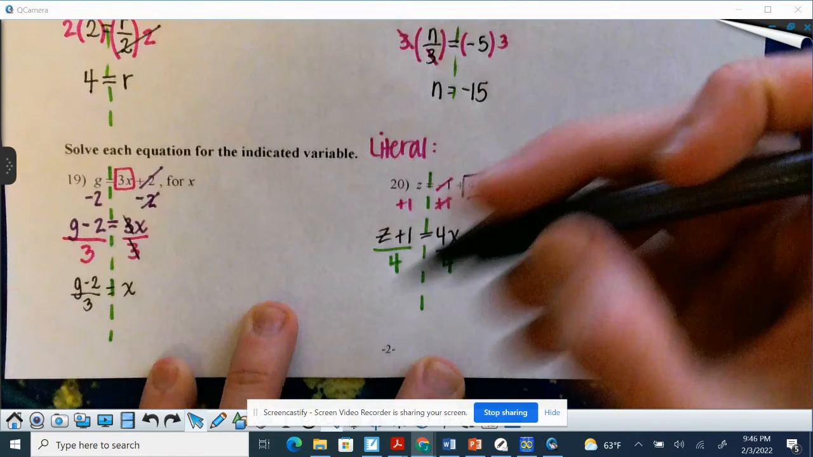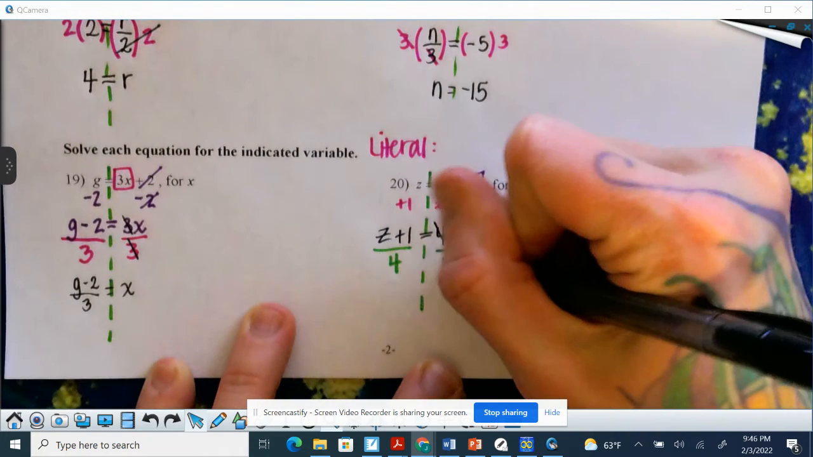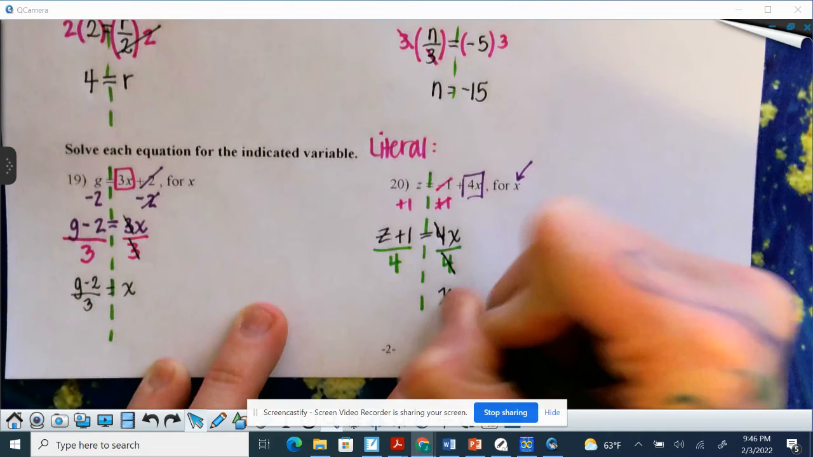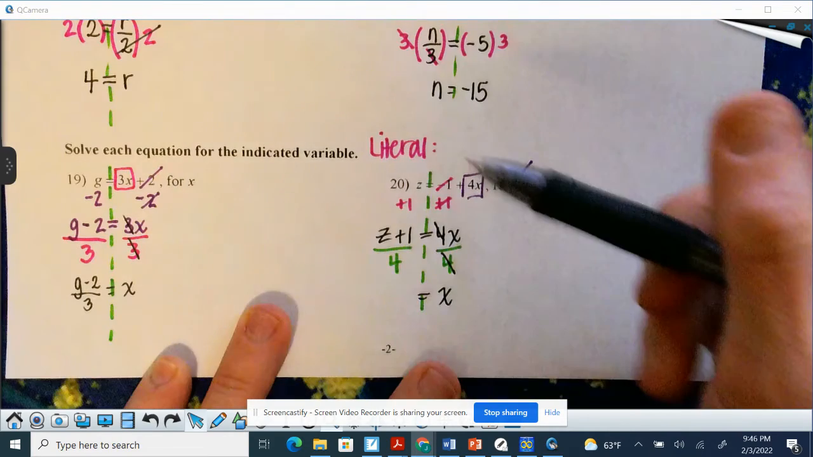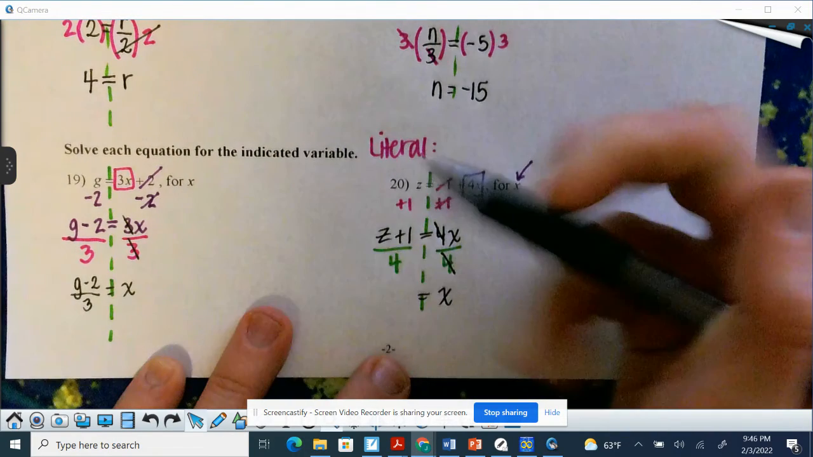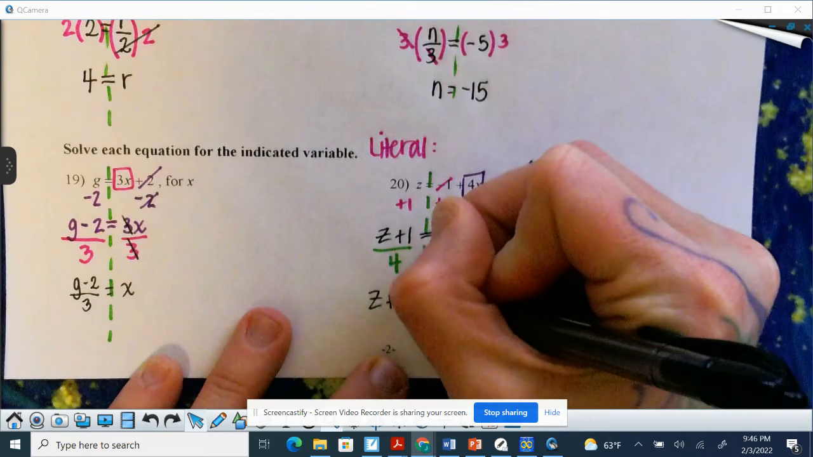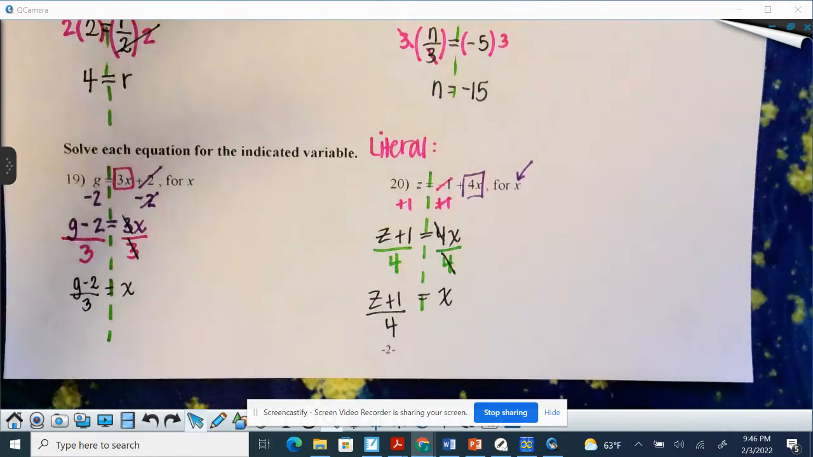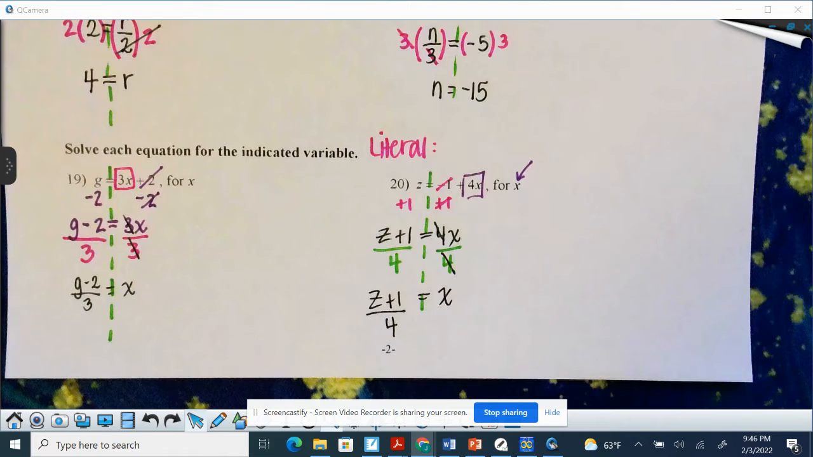Because that's going to make this 4 go away. And x is now by itself. Woohoo! And now, don't reorder this. It's exactly ugly just the way it is because none of these things can combine or reduce. You just rewrite it. Z plus 1 all over 4. X is now by itself. Nailed it. All right, 2 more and then we're done.